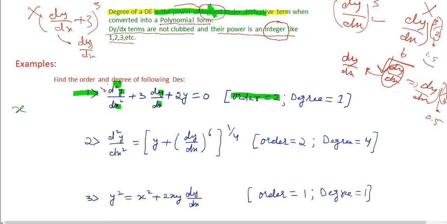Now in this term there is no power written, which means the power is 1 here. We didn't check the power of this term. Why? Because this one is not the highest order term, right? We don't have to do anything with this term, we have to do with this term, because this one is the highest order derivative, and this power matters. We don't care about this one. Since the power here is 1, the degree is 1.